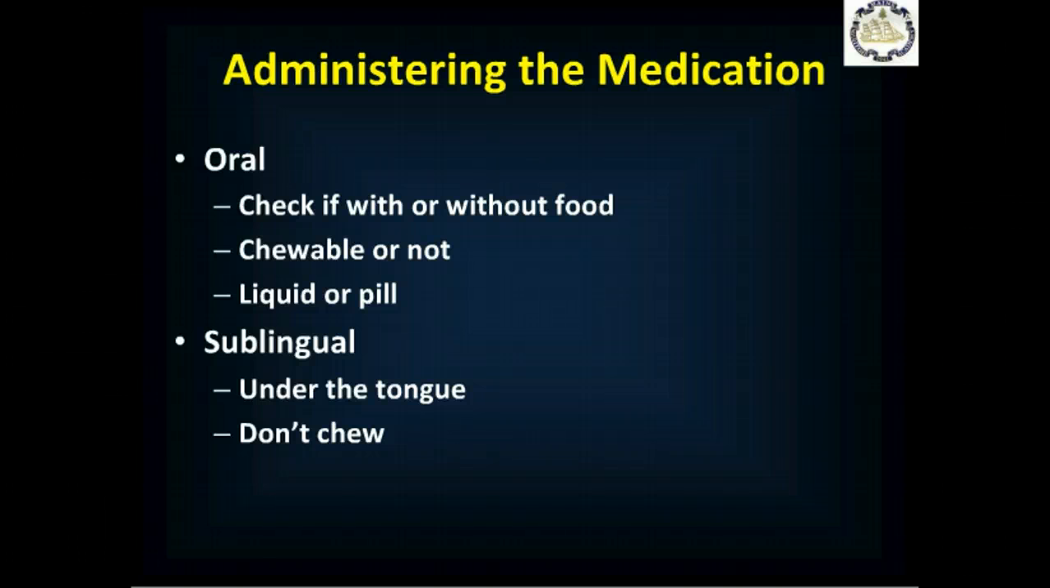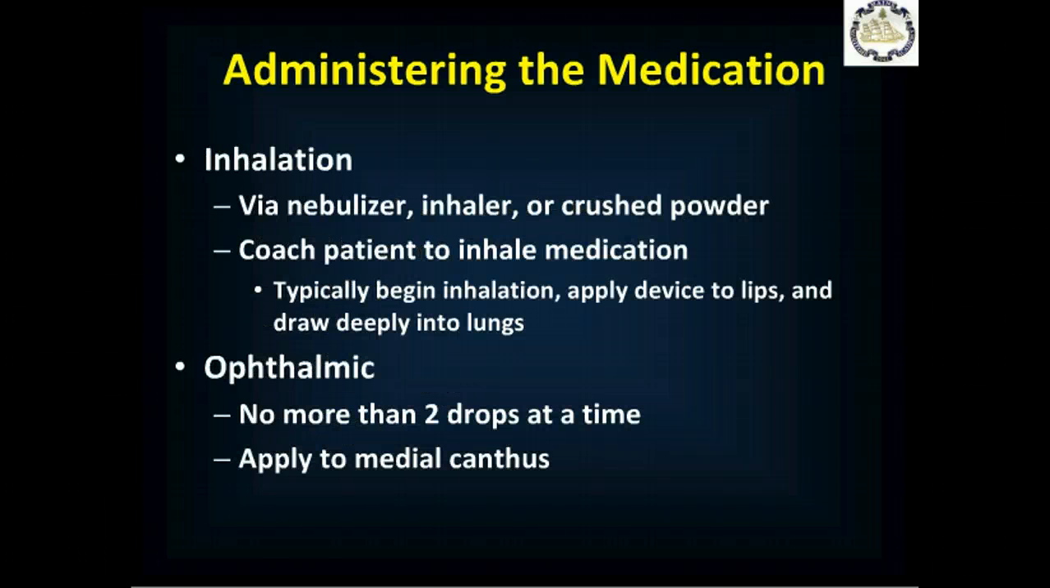When you give an inhalation medication, it's by a nebulizer, a device that uses oxygen to make the medication bubble and vaporize, or by an inhaler, which uses a propellant to spray it, or by a crushed powder where the patient inhales and there's a wind effect that pulls the powder into their lungs. You need to coach the patient to inhale it, so typically they start to inhale, put the device on their lips, then take a deep inhalation, draw it into their lungs, and hold it in there.